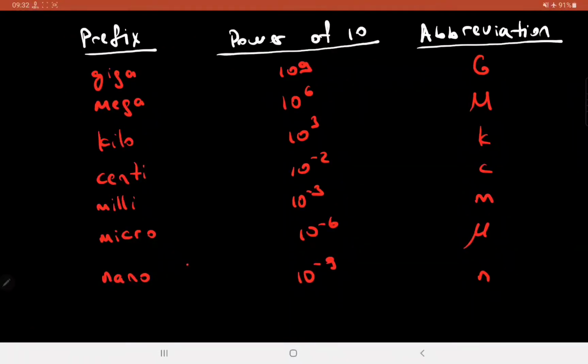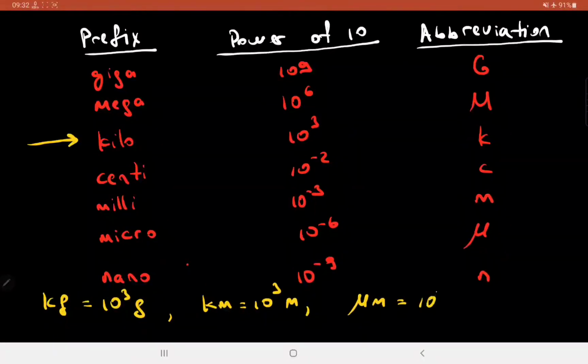For example, kilogram. So let's use kilogram. This is how you need to use it. Kilogram, kilo means 10 to the power of 3 grams. It means 1000 grams, yes? For example, kilometer, 10 to the power of 3 meters. Micrometer means 10 to the power of -6 meters, etc. This is how we use it.